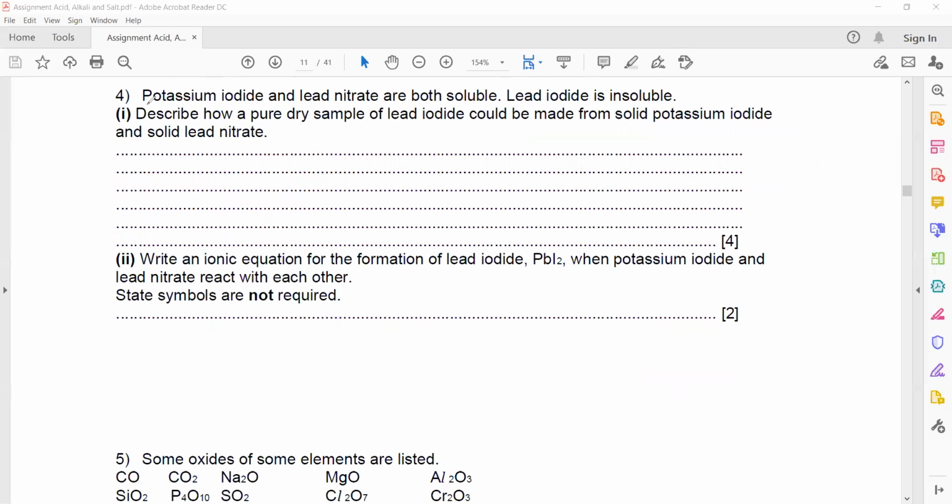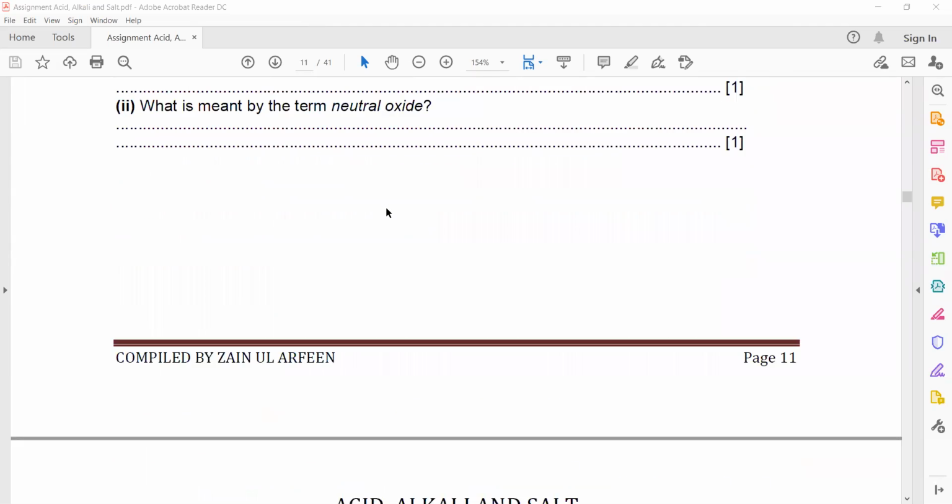So you can see you have lead nitrate and potassium iodide, both are soluble. And you want to prepare lead iodide. Lead iodide means insoluble salt. So if you want to prepare an insoluble salt, you will use this technique, which is called ionic precipitation.